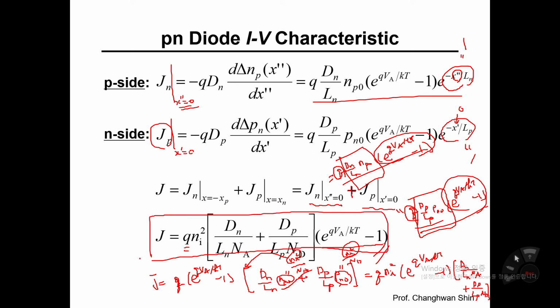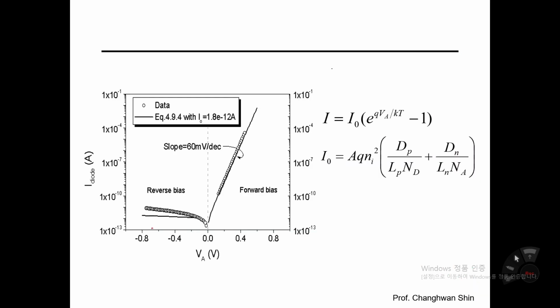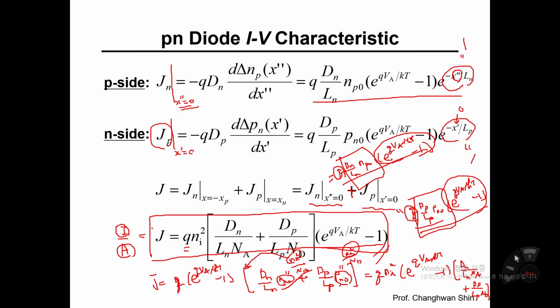Okay, so instead of J, if you would like to use a current I, simply take into account the cross-sectional area of the PN diode. Okay, so here, let me erase my note.